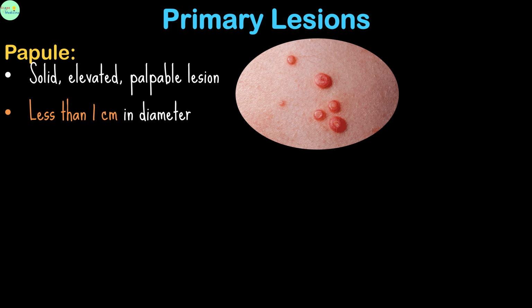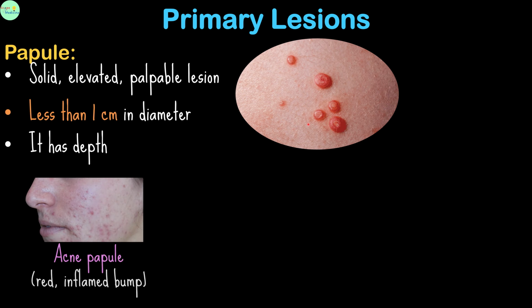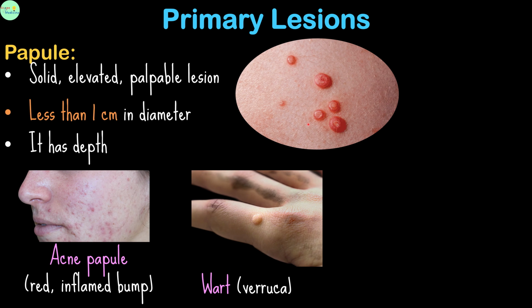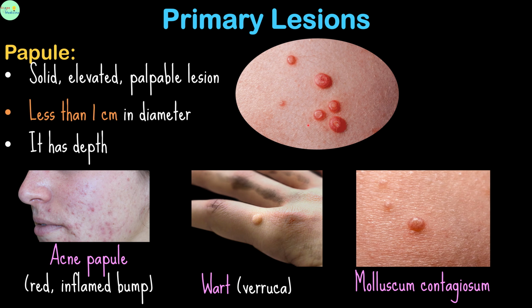Moving to primary lesions that are solid and elevated. A papule is a solid, elevated palpable lesion less than 1 centimeter in diameter. It has depth, meaning you can feel it. Examples include an acne papule, a wart, and the pearly bumps of molluscum contagiosum.